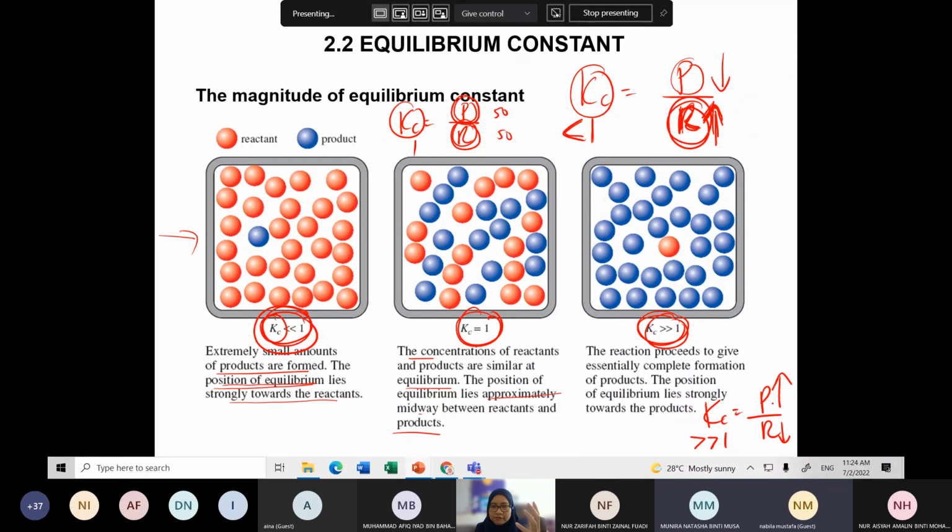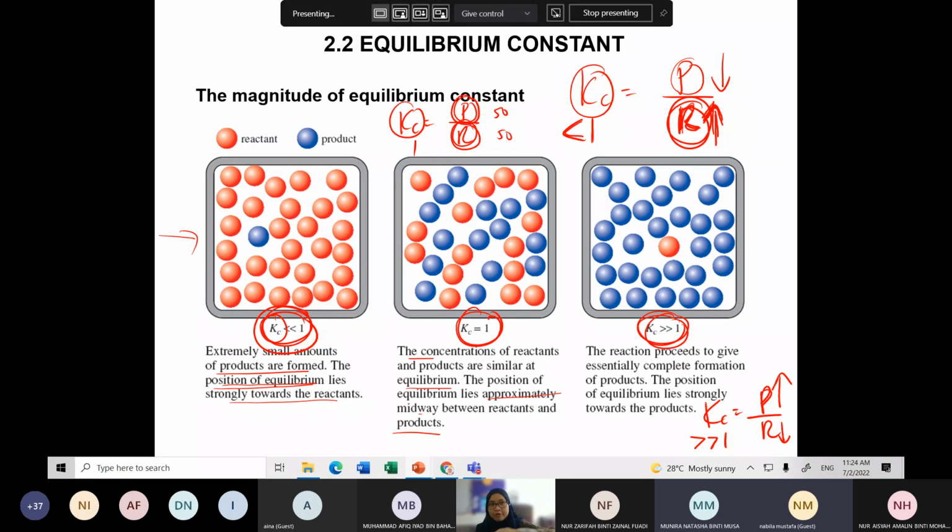The concentration of product is very high. So, how about the equilibrium position? Maksudnya, at equilibrium, in order to achieve equilibrium, the forward reaction, forward maksudnya pergi ke kanan to produce product kan, sebab produk tinggi kan, okay, lebih dia favor the forward reaction ataupun rate forward, okay, is faster than the rate reverse.